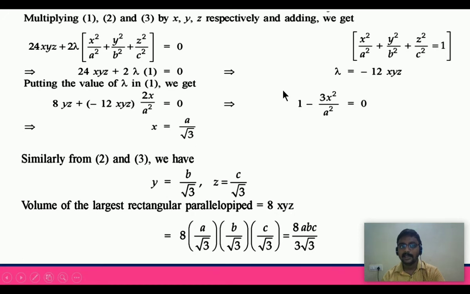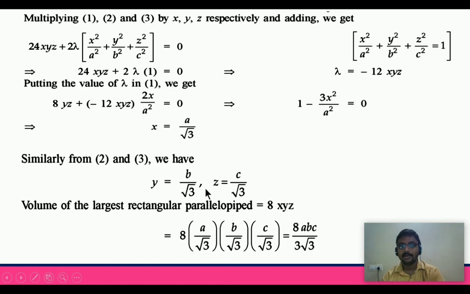Now putting this value of lambda, we will get x as a by root 3. Similarly from equation 2 and equation 3, we will have y as b by root 3 and z as also c by root 3. These are the points which give the required stationary point. The stationary point xyz is a by root 3, b by root 3 and c by root 3.